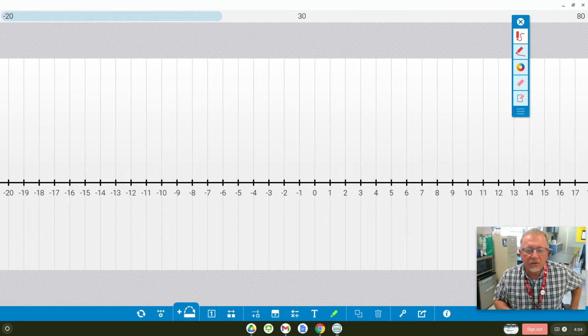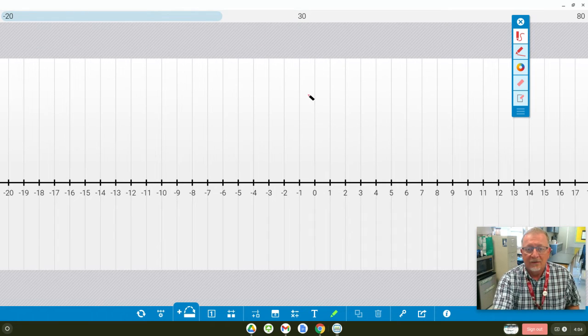Here we go. We're going to look at some positive and negative numbers. We're going to do some adding and subtracting of positive and negative numbers. So let's just start off with a couple simple things.